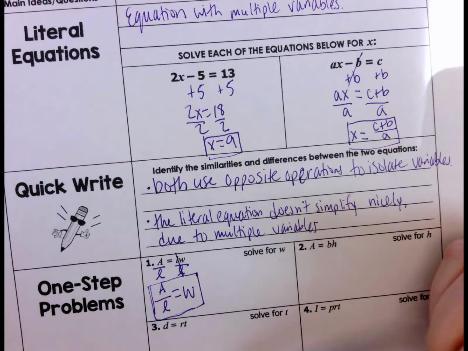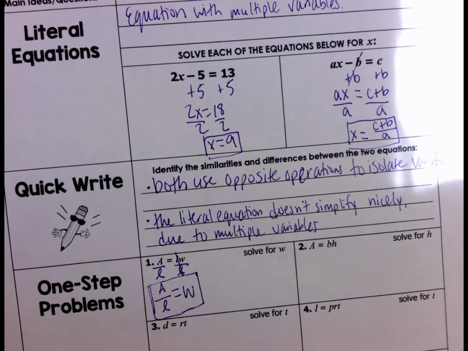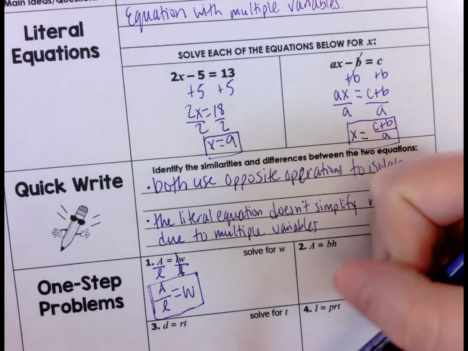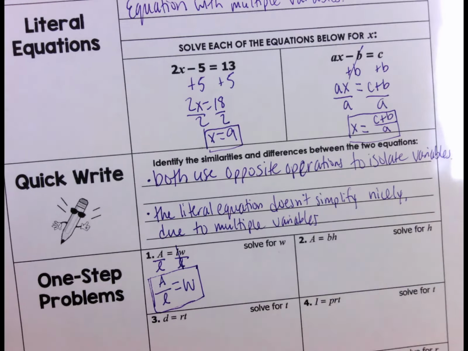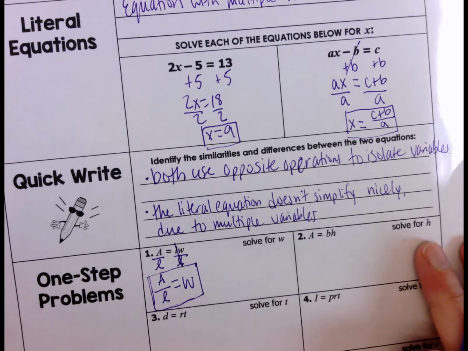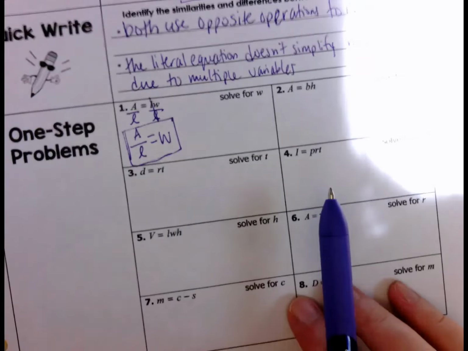All right, and there are several equations just like that. So D equals RT, V equals LWH. Okay, this is the distance formula. This is the volume formula. There are plenty of formulas out there that you might have a reason to do some rearranging. Okay, so I'm going to show you just a couple of others. And this one is going to be very similar, so we're going to skip it and go to number 5.